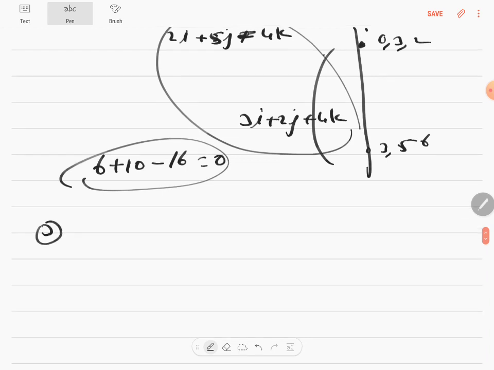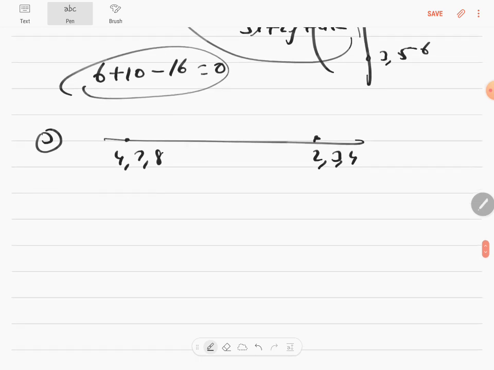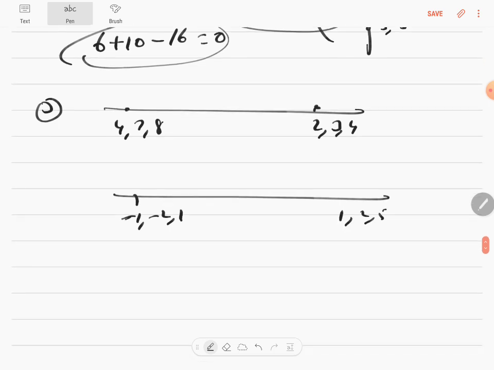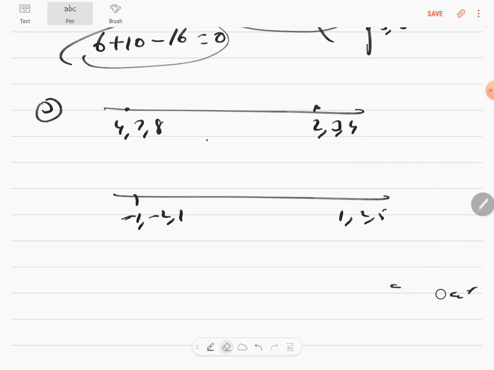Let's go to the third question. Show that the line through the points (4, 7, 8) and (2, 3, 4) and another line through (-1, -2, 1) and (1, 2, 5) are parallel. To prove, you just need this vector and this vector. One vector is lambda times another vector, or in other words, a1 by a2 is equal to b1 by b2 is equal to c1 by c2 is equal to lambda. So both these conditions are applicable for parallel.